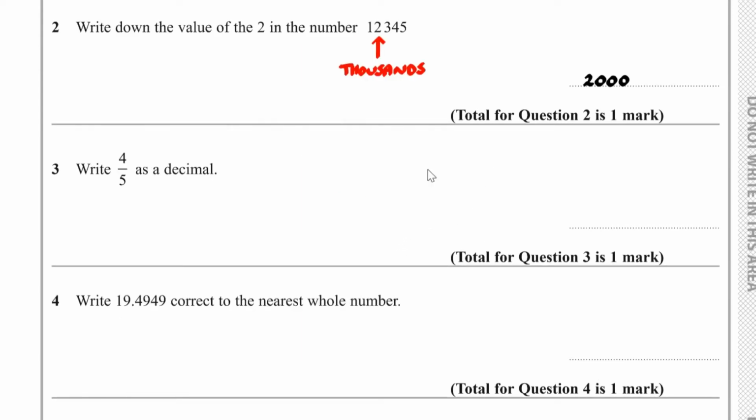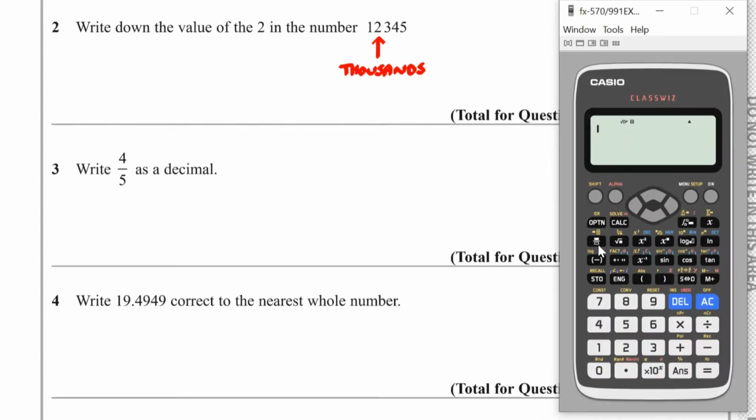Question number 3, we have to write 4/5 as a decimal. If we key in the fraction button, then type in 4/5 and then S to D, what we can see is 4/5 is the same as 0.8.